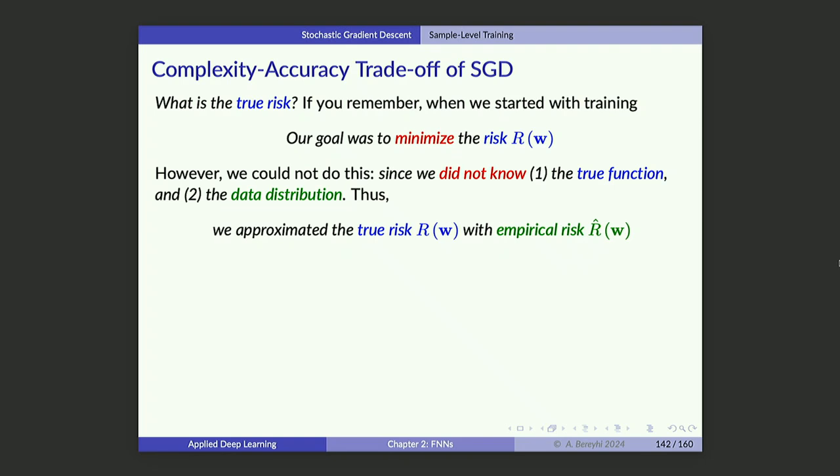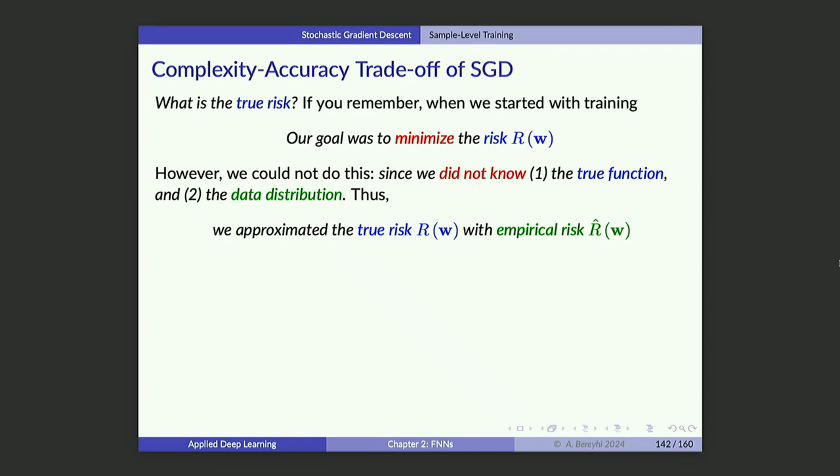We didn't have the data distribution we needed. The second thing was that we didn't know the true function. I mean, if we had known the true function, we wouldn't have done this. Yeah? So that true risk is something that I cannot compute. But at the end of the day, what I want is the gradient of that, right?